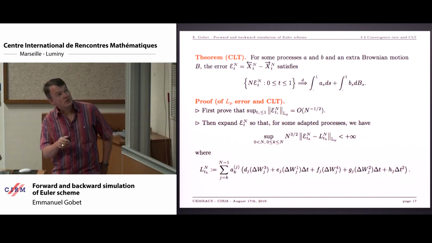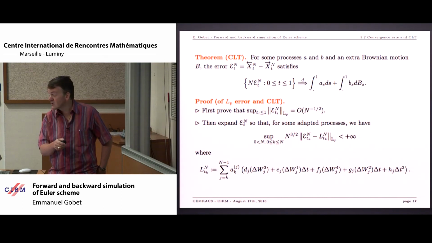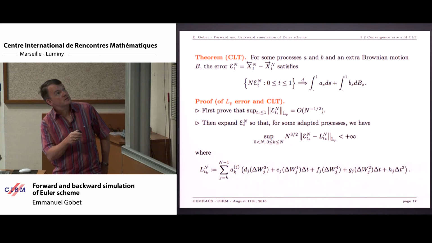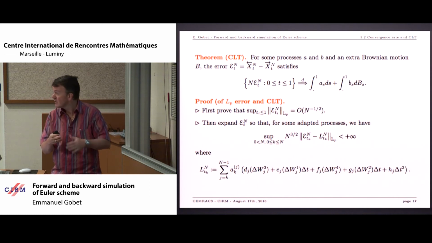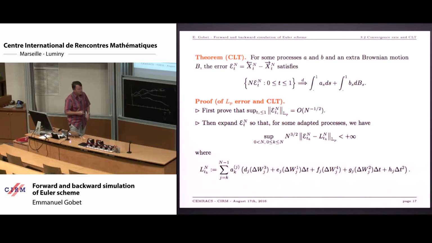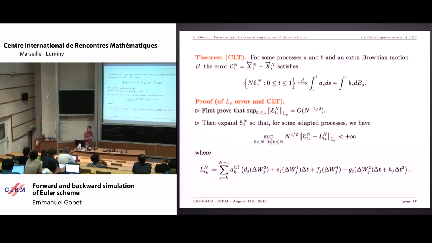And in fact, this process will be zero at the terminal time, of course, because the two processes coincide at the end. So this is not a usual limiting process, where usually the error is zero at the beginning and large at the end. Here it is zero at the end and it can be arbitrary at the beginning.